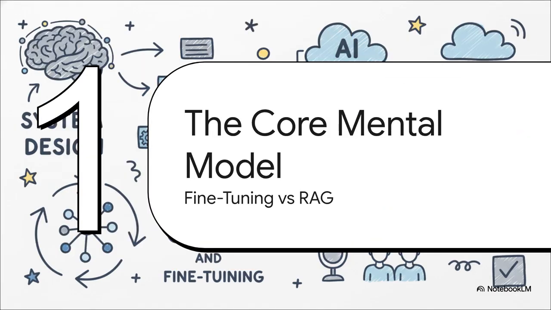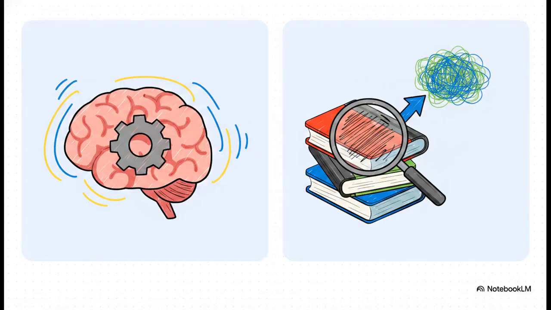Number 1, the core mental model, fine-tuning versus RAG. Because look, before we even talk about how to tune a model, I need to know if you actually know when to tune a model. A junior engineer usually thinks fine-tuning just adds knowledge, but a senior engineer, they know the fundamental difference.